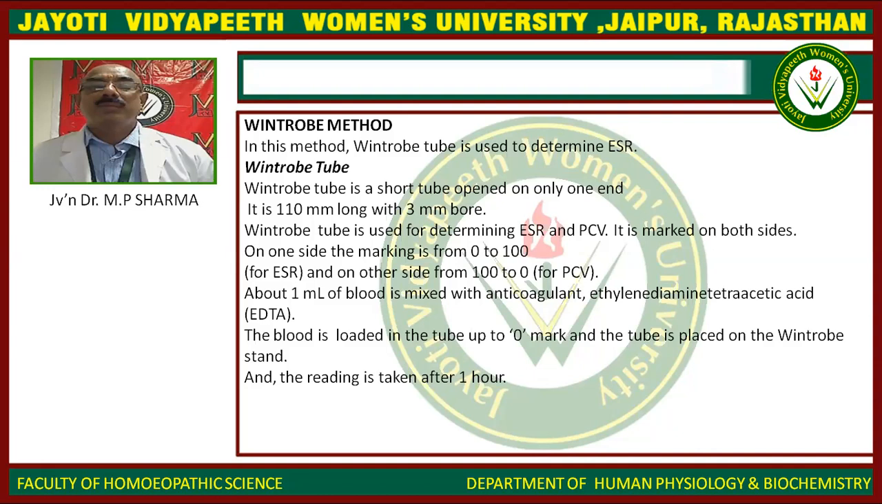About 1 milliliter of blood is mixed with the anticoagulant EDTA. The blood is loaded in the tube up to the mark of 0 and the tube is placed on the Wintrobe stand. The reading is taken after 1 hour.